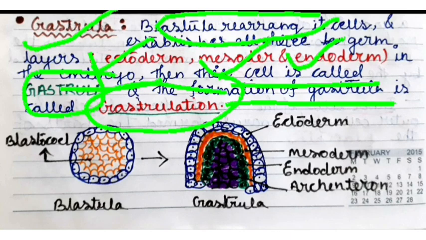So this is the picture of the blastula, which is a hollow ball of a single cell layer, and it further converts into the gastrula, which is a cup-shaped structure. The outer layer of the gastrula is called ectoderm, the middle layer of the gastrula is called mesoderm, and the inner layer of the gastrula is called endoderm.